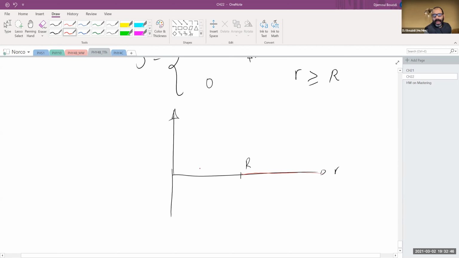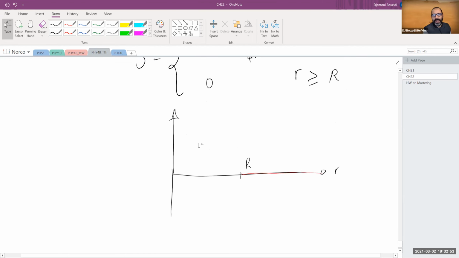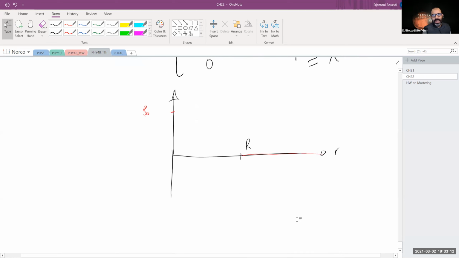Okay. And for R equal to 0, this is equal to rho naught. So this is rho naught. Okay. And for R equals big R, R over R is 1. And then you have 1 minus 4 over 3, that is negative 1/3. Actually, 3 minus 4, that's 1 divided by negative 1, divided by 3, that's negative 1/3. So as a matter of fact, in here, the charge is negative rho naught over 3, okay?